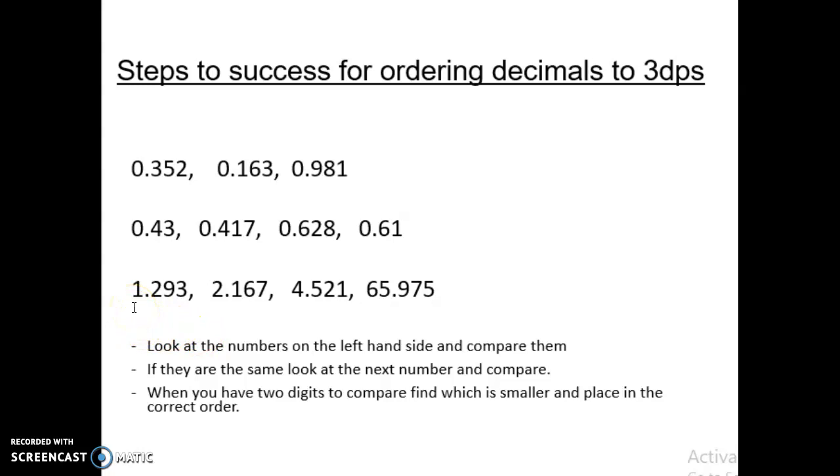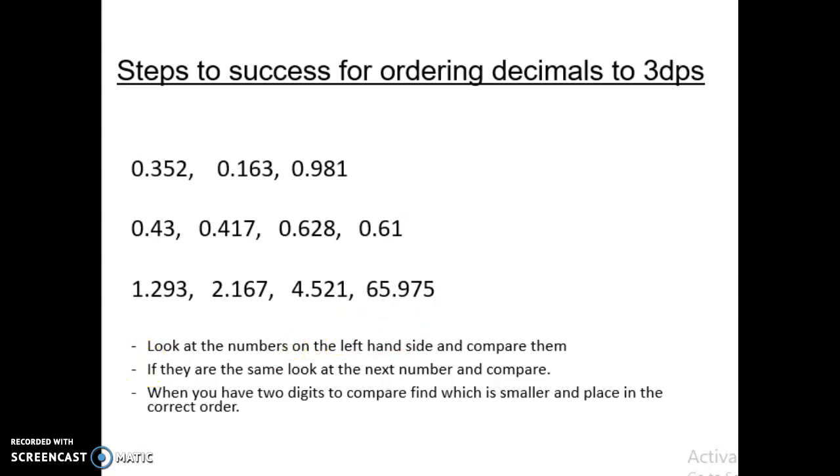Just to put a completely different one in the mix, I've put this one at the bottom. Again, you start at the left. We've got a 1 in the ones column, a 2, a 4, and then a 5 in the ones column, but we've also got a digit in the tens column. 65 is much bigger than 4, 2, or 1. So just by looking at those digits, 1.293 is the smallest, 2.167 next, 4.521, and then 65.975 is the largest. We didn't even need to look in the tenths, hundredths, or thousandths column. We only needed to look at those first digits because they were different, and that's what we compared. We didn't need to see the rest. So always start from the left.